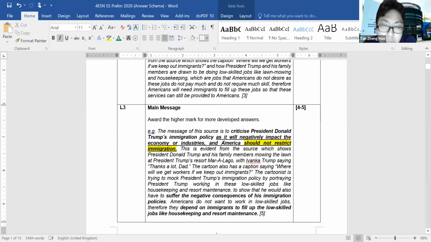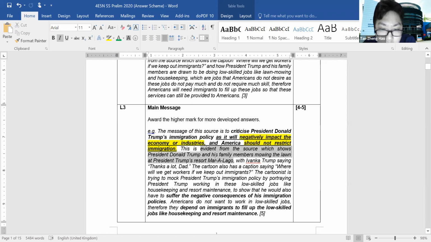And in this case, it's also good to sometimes go beyond the topic a little bit. So the topic says should or should not, right? Okay, so I say should not. Why? Because it will negatively impact the economy or industries. Okay, so this is the inference, using the topic to help you.